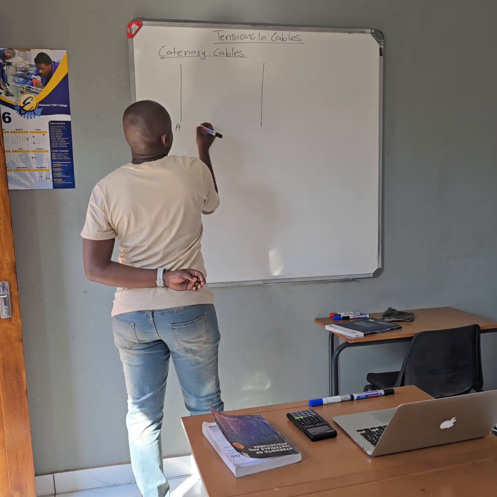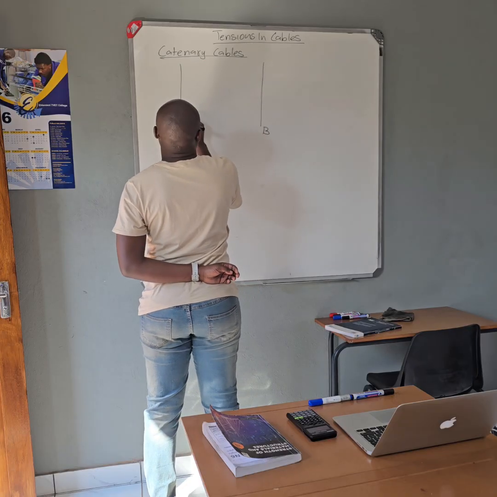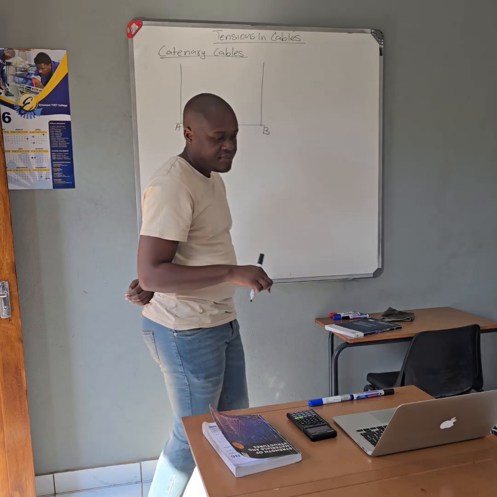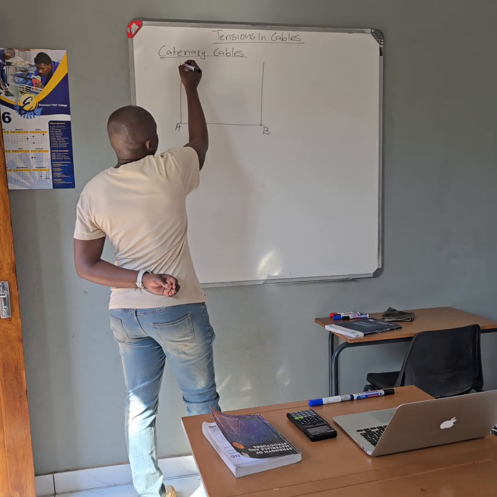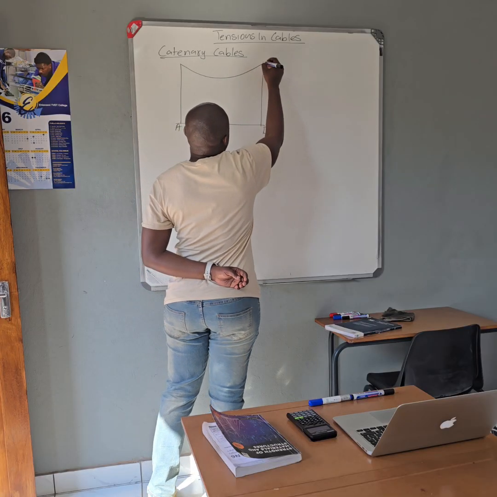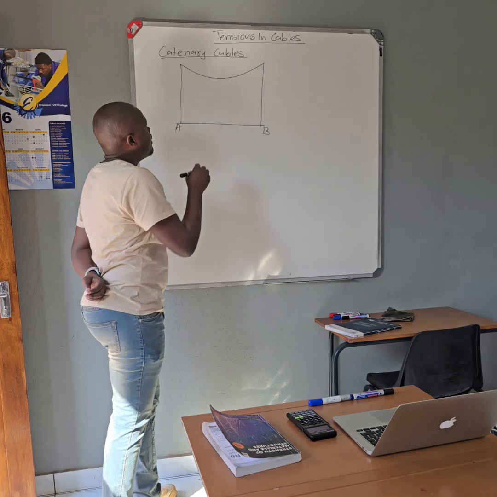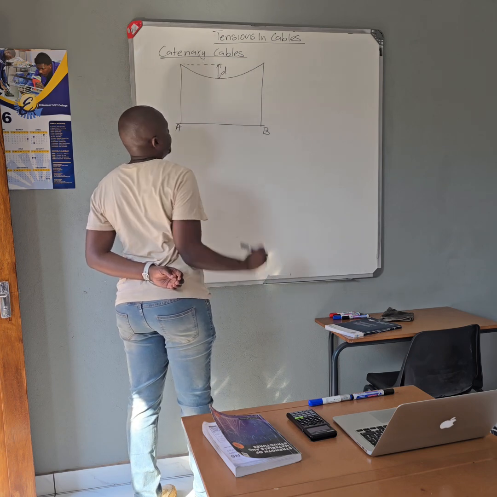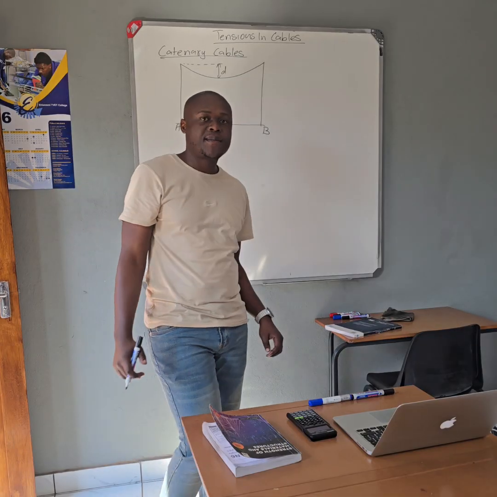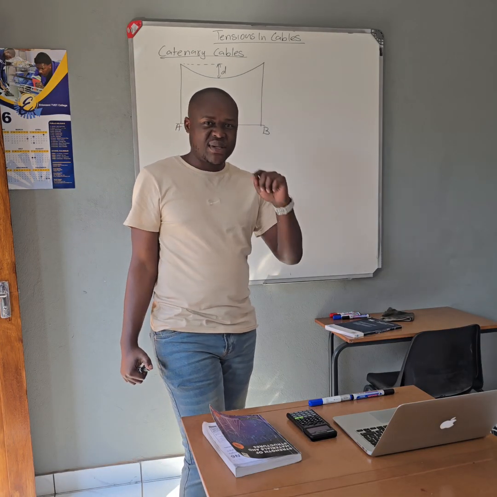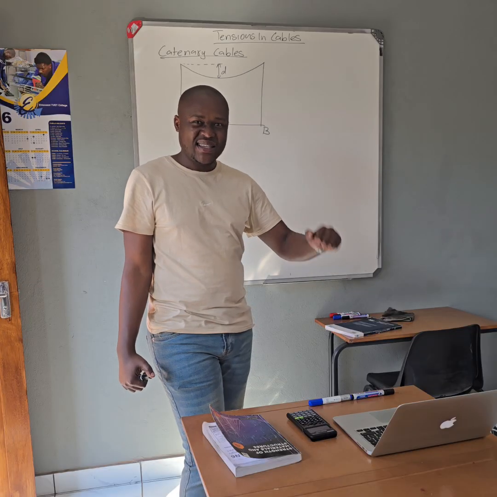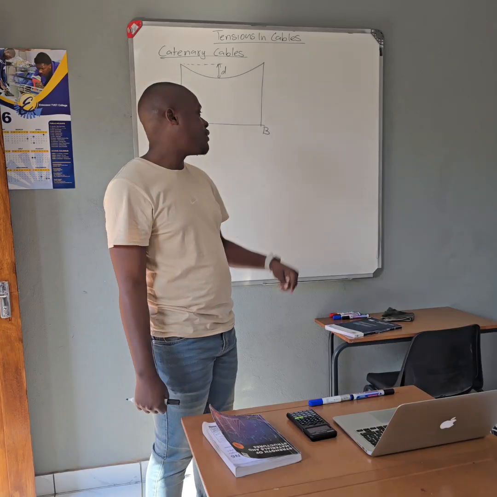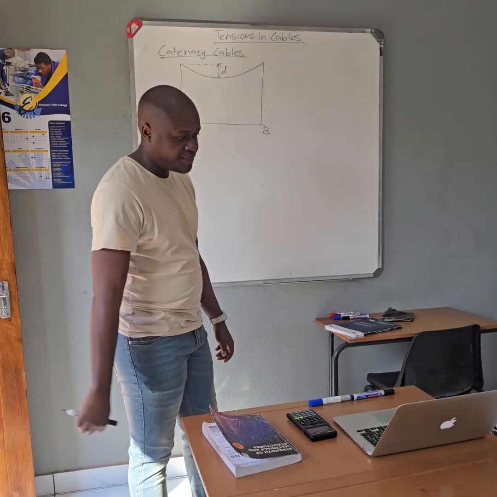Let's say we have pole A and pole B. This is the ground. We are going to be having a cable here, and the cable is going to sag like that. The sag is going to be called UD. The sag, you will always measure from the shortest support or pole.